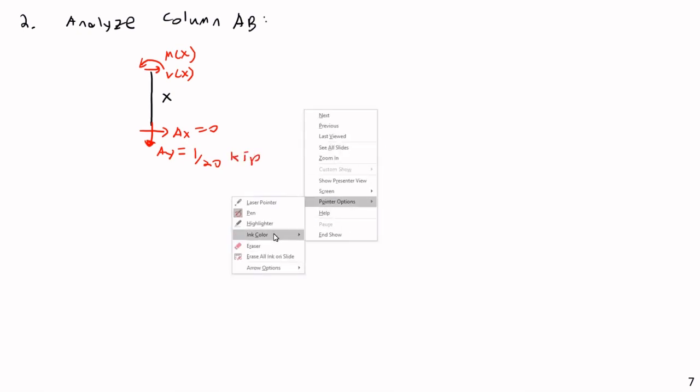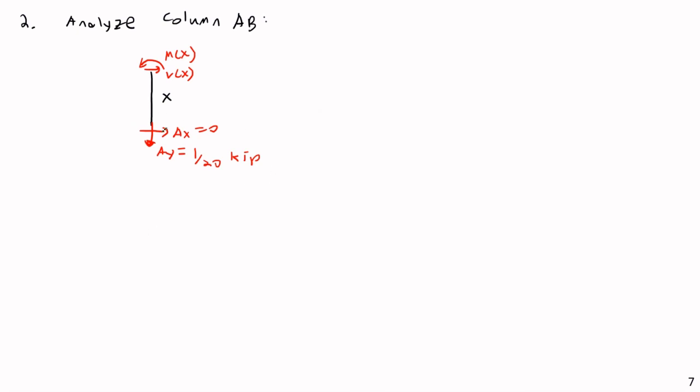Now, this one's actually going to be a very, very simple moment function. If I take the sum of moments about point x, counterclockwise positive, I will find that the only moment there is m as a function of x. Ax is equal to 0, and Ay and V of x, their line of action passes through point x. So this is equal to 0, and m of x is equal to 0. Or another way I could say this is the virtual moment in column AB is equal to 0. While there is going to be real moment, there is not virtual moment in this column.